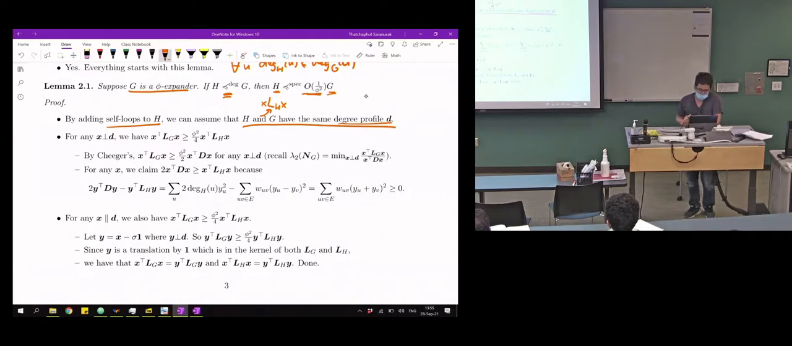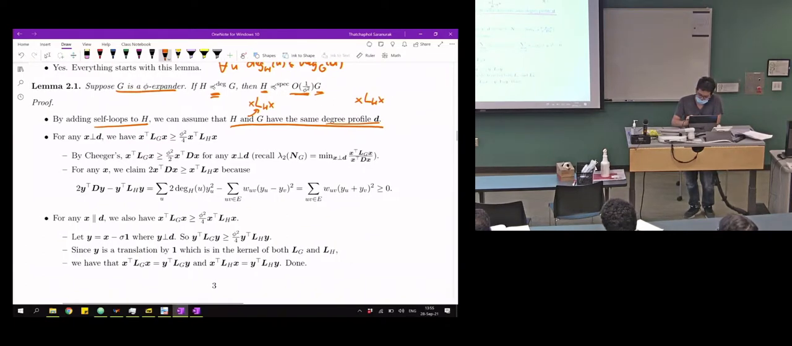And what we need to show is just that X, this is less than this within some factor, right? For all X. So let's look at X where we will have two cases basically: when X is orthogonal to the vector D, and when X is parallel to D. Okay.